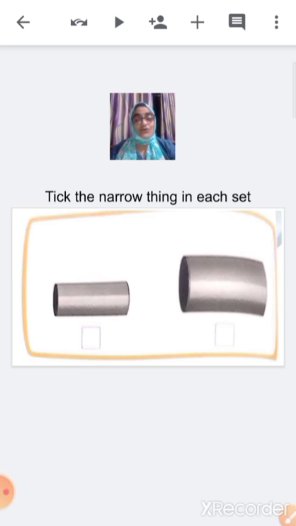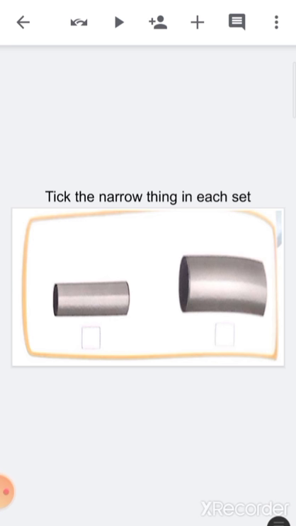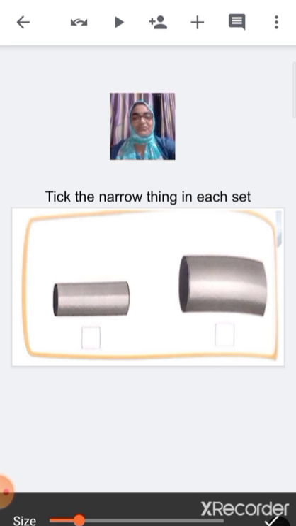Now here, what we have to do? Now we have to tick the narrow thing in each set. First we have ticked the broad thing. Now we are going to take the narrow thing in each set. Identify the picture correctly and then tick the right one. Now, which is narrow in this picture? This one? No. This one? Yes. This one is narrow. So, we are going to tick it.